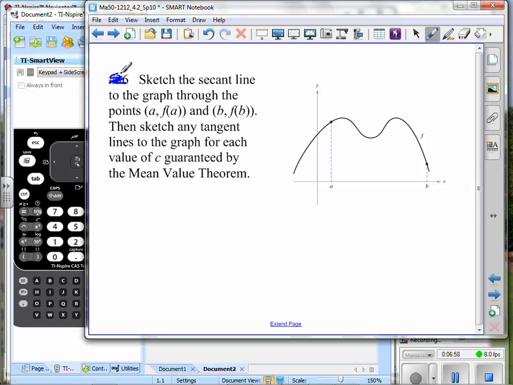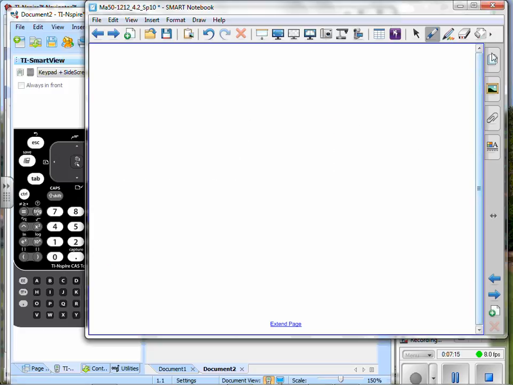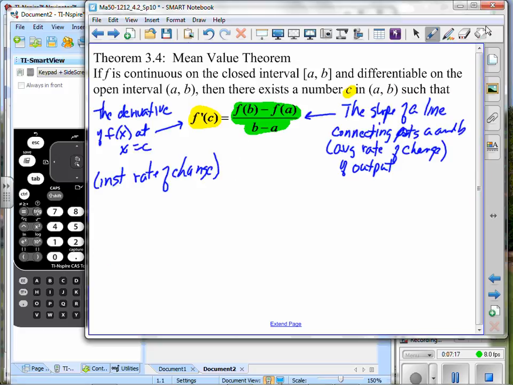Now, I moved some stuff so I could write more. And again, I don't remember if that's just 36 or not, so we'll scratch that out for now. It says, sketch the secant to the graph through the points A, f of A, and B, f of B. If you got that on your paper, if you don't, just draw a curve that looks something like that.